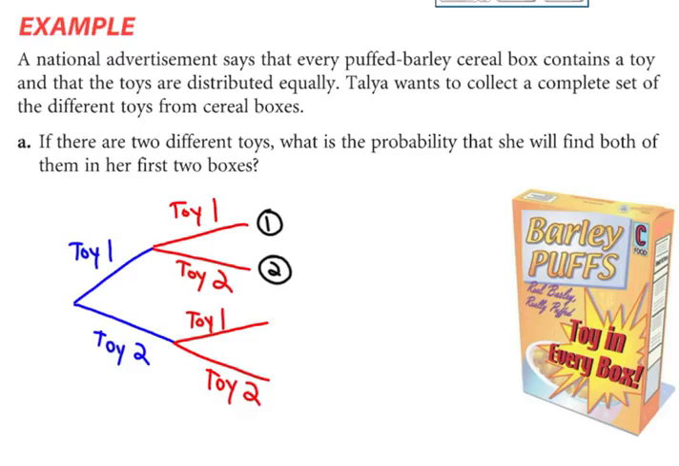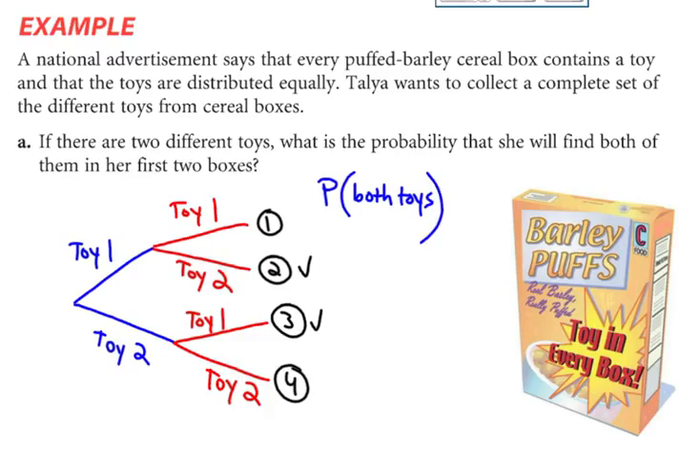The third possible outcome is that she gets toy 2 in the first box of cereal and toy 1 in the second box of cereal. That's going to work for her too. The fourth possible outcome is that she gets toy 2 in the first box of cereal and toy 2 again in the second box of cereal. That's not going to work for her. So we've identified that outcomes 2 and 3 will give her what she wants. That's 2 out of 4. So the probability that she gets both toys in the first 2 boxes of cereal is 2 out of 4, or 1/2.